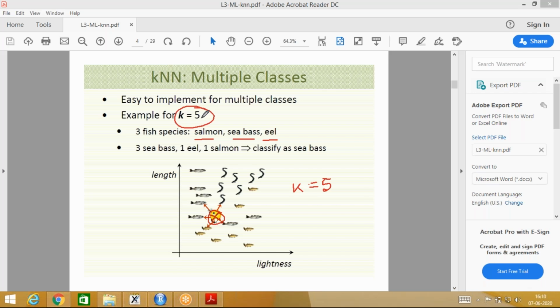When k is equal to 5, by chance there are 3 sea bass, 1 eel, and 1 salmon. Again, I classify it as a sea bass. Why? Because I am using the mode to classify. So irrespective of whether it is a binary class or multiple class, KNN can be used.